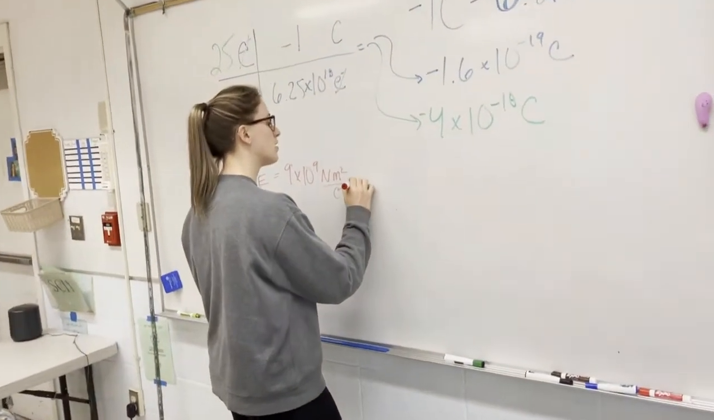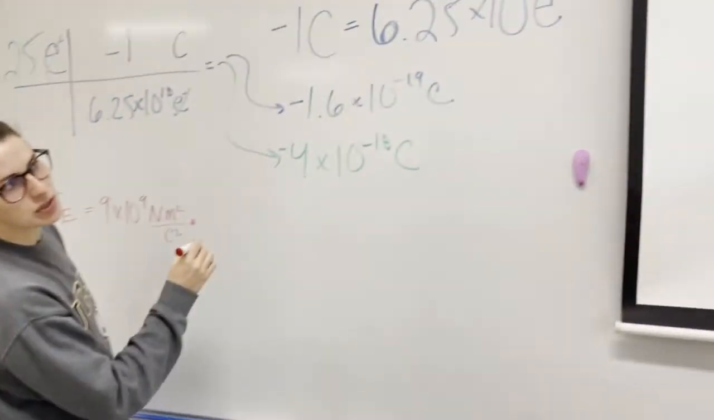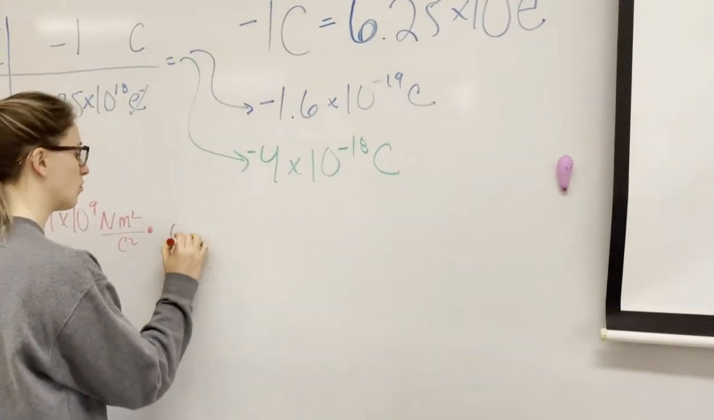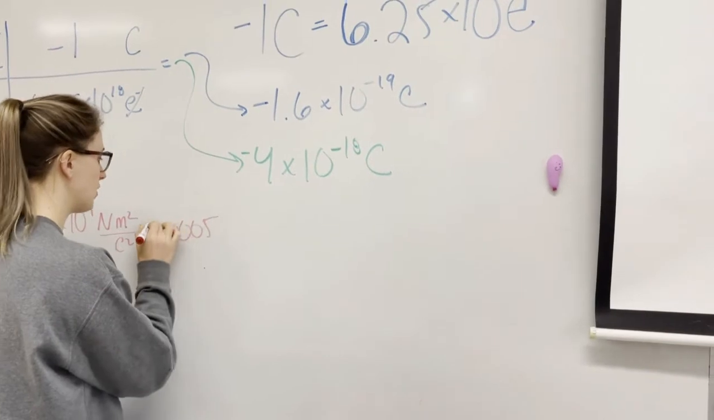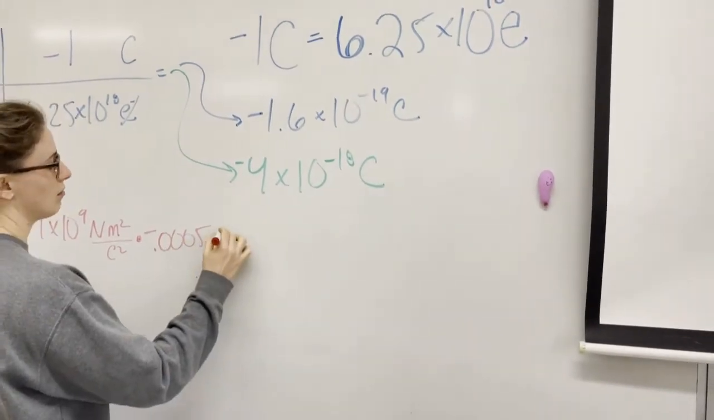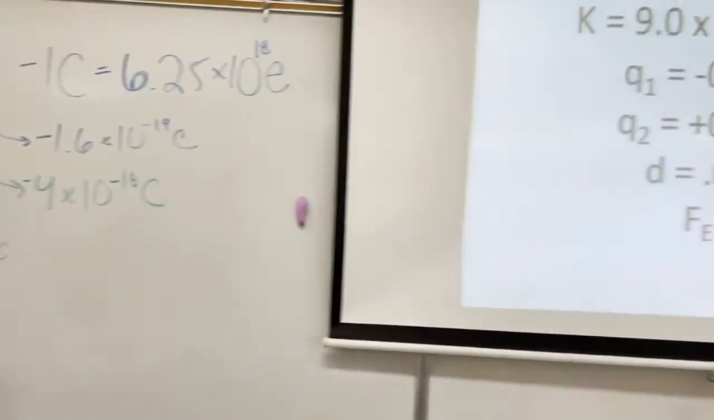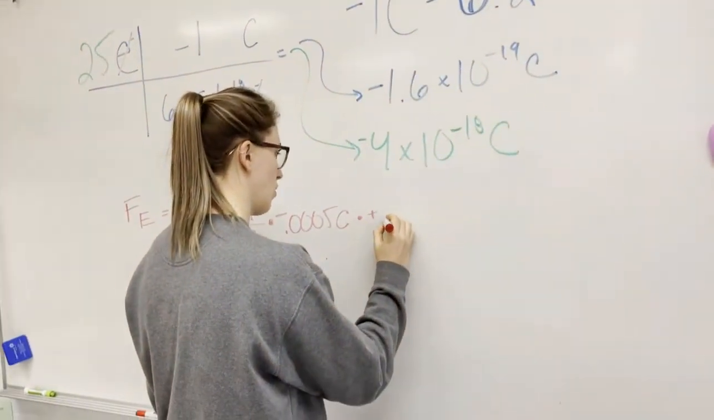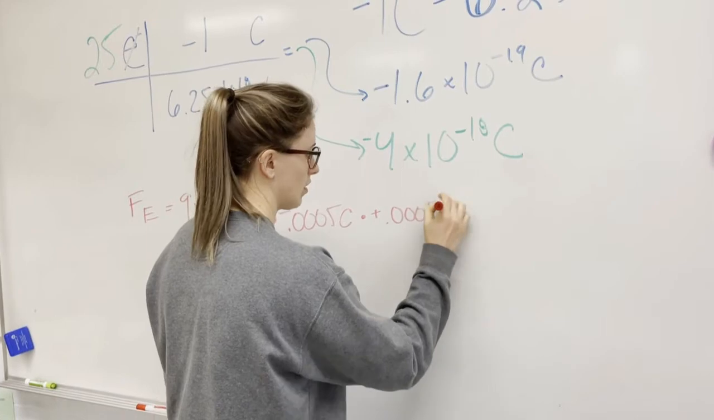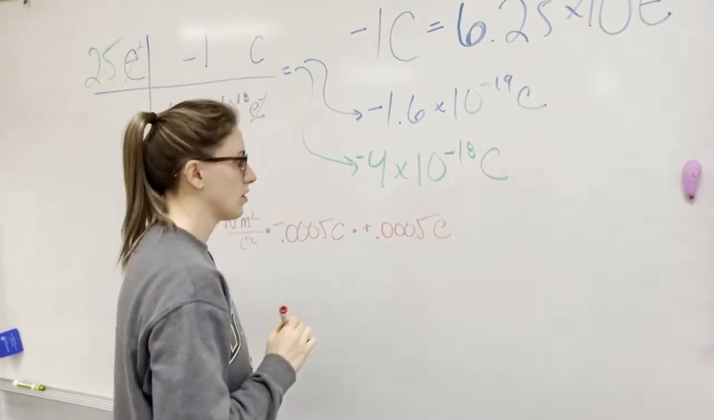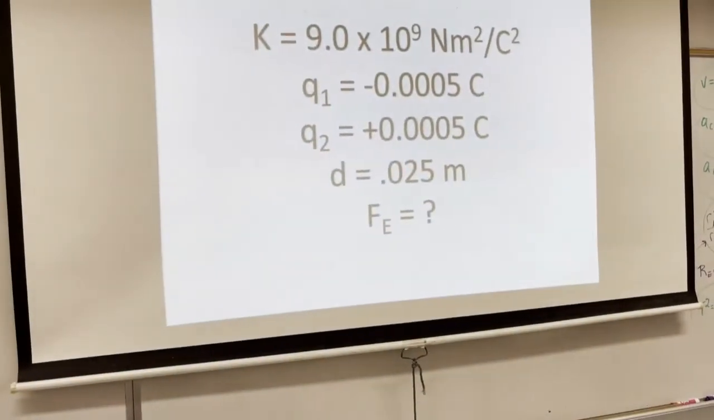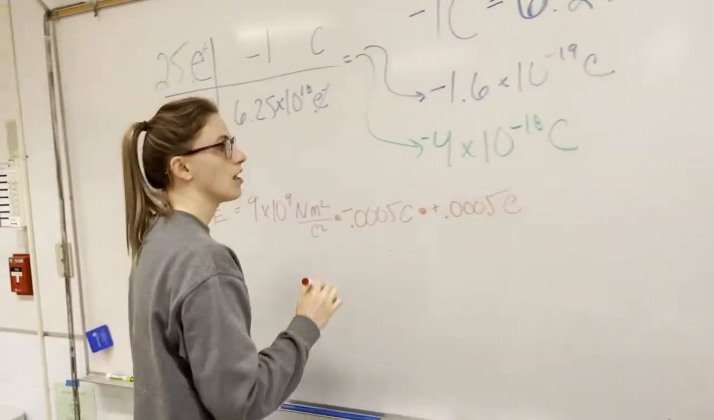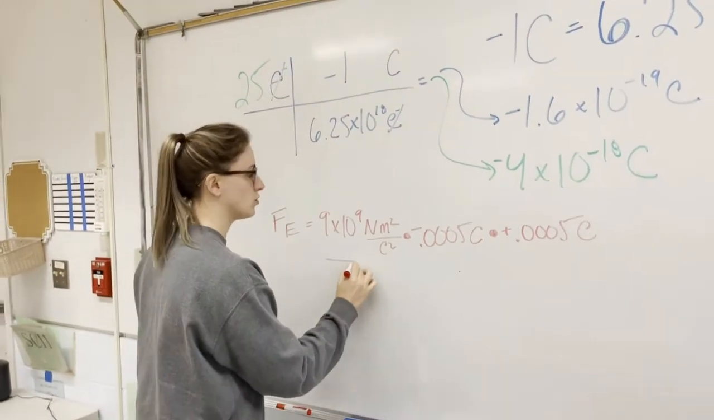Q1 is going to be, how many zeros? 1, 2, 3? 3, 0, and a 5. 1, 2, and it's negative 5 coulombs. And then a positive 1, 2, 3, and then a 5 coulombs. And then this is multiplication right here. Okay, and we're dividing it by 0.025.